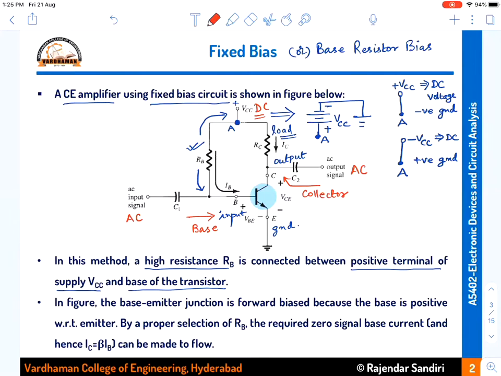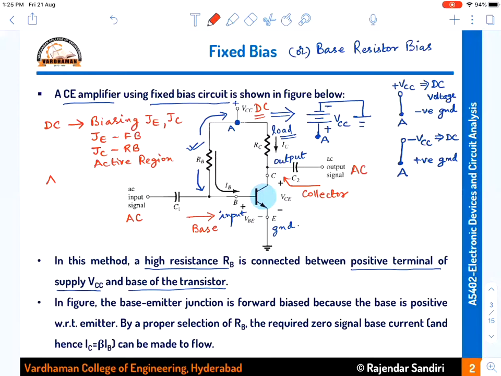So the biasing of the transistor is taken care of by the DC battery, and the amplification of the signal is taken care of by the AC input signal, and the amplified version you will get as the AC output signal. So the DC takes care of biasing the emitter junction and the collector junction. The emitter junction should be forward biased and the collector junction should be reverse biased, so that the transistor operates in the active region. So the DC supply takes care of these things.